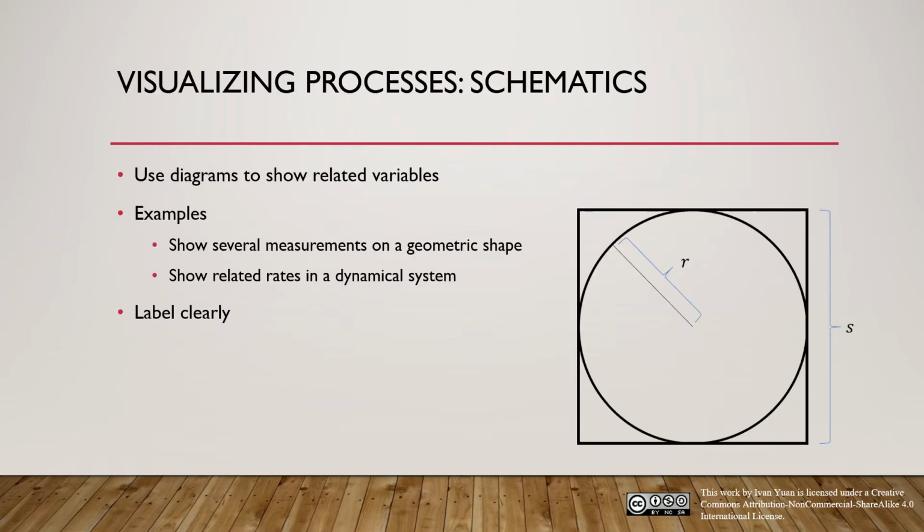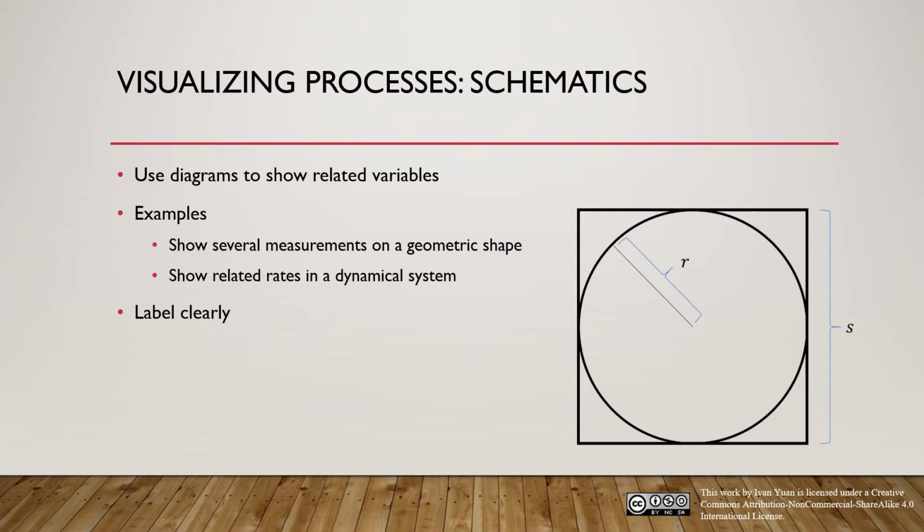Next, let's look at the first example of visualizing processes, that is schematics. Essentially, you can use schematics to show related variables in different ways, so that it enhances your audience's understanding of these variables. For example, if you have a geometric shape, like the one on the right, you can use several measurements on the geometric shape, and you can use the schematic to show how these measurements are related. Or if you have a dynamical system, which is a system in which variables are related by different rates, you might want a figure to show how the rates are related.